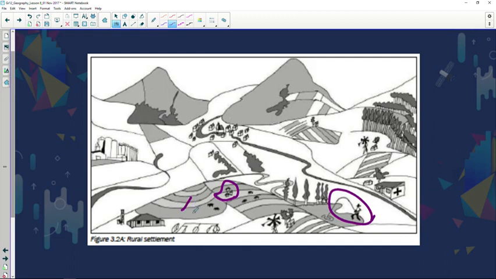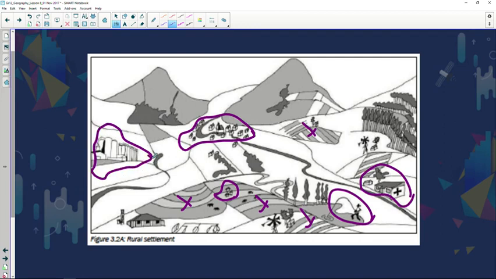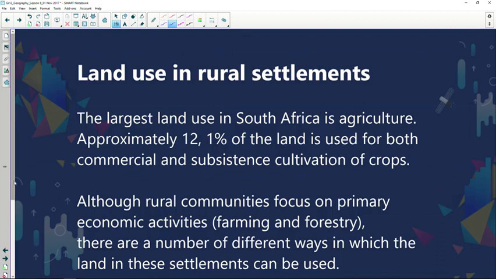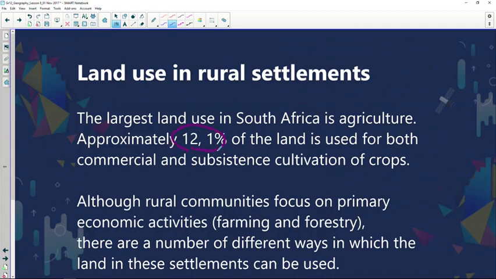But as you can see, all the farmland that we can identify over here. And you can see the small hamlets and villages on this diagram. And as you can see, those are silos, representing where the crops are usually taken once they've been harvested. Now, if you look at the land use in rural areas, most of the land is used for farming. Agricultural activities use roughly 12.1% of the land.